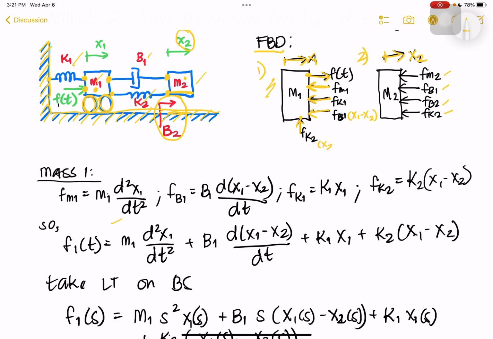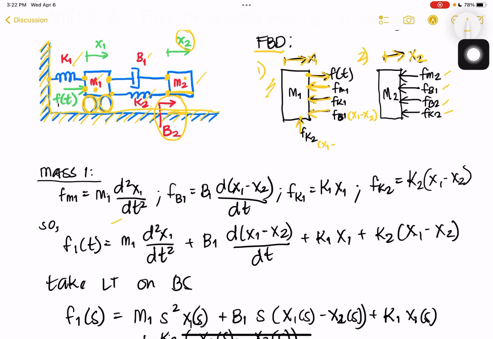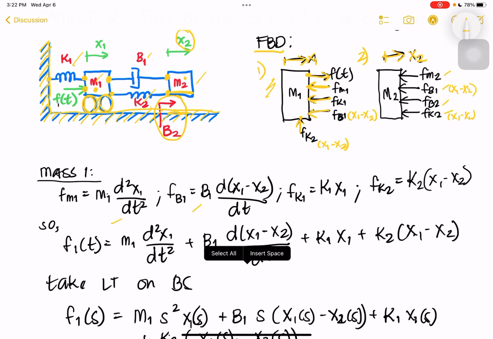So that's for when you are writing the equation, so you will not forget to use the correct formula. It will be the same for the case of m2 as well. Just write x1 minus x2 here. This is not required, but it will be helpful in solving the equations. So Fb1 is equal to b1 times the derivative of x1 minus x2 over dt.